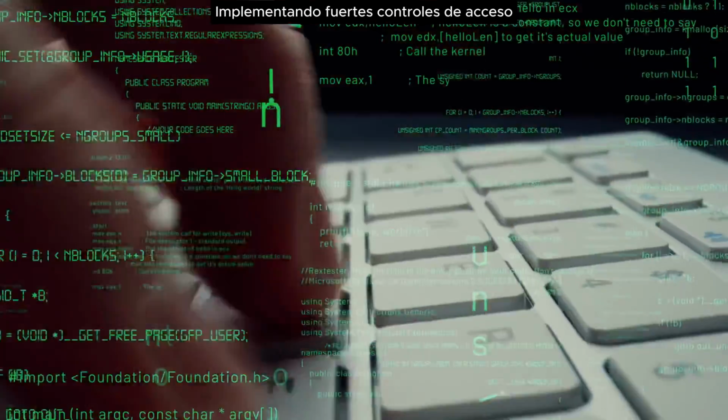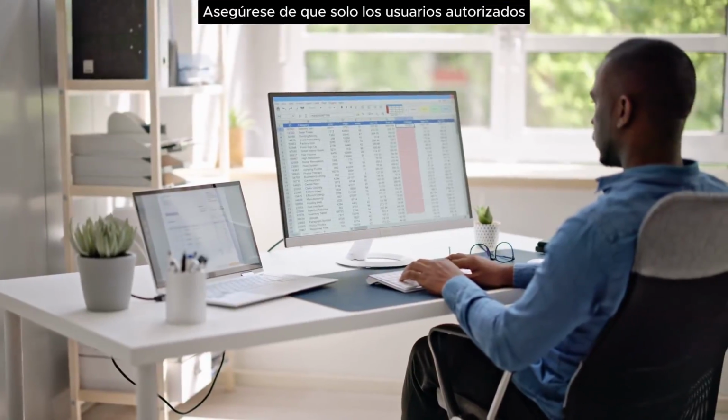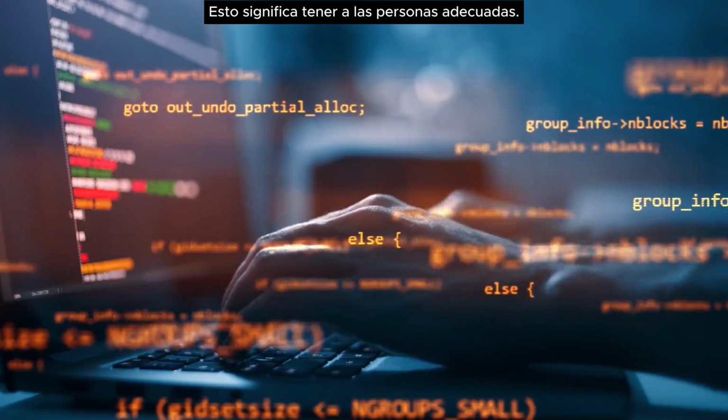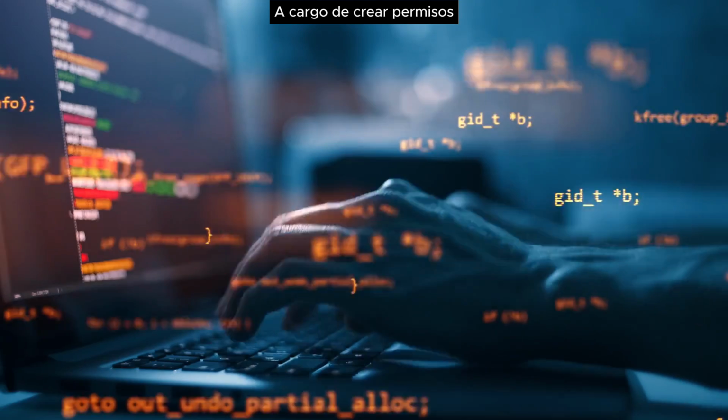Also, access controls. Implementing strong access controls ensures that only authorized users can access sensitive educational data. This means having the right people in charge of creating permissions for access to the data and having these permissions be appropriate and proper to the level of data that's being secured.